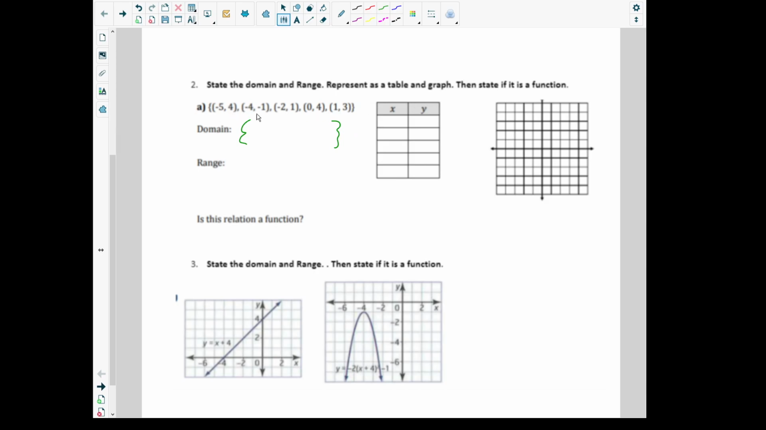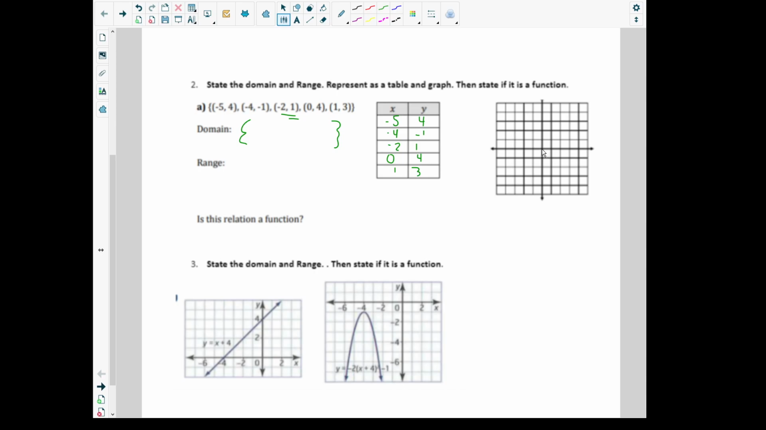So let's represent this as a table. If x is -5, y is 4. If x is -4, y is -1. If x is -2, y is 1, I'm just reading off these points here, okay? 0, 4, and 1, 3.